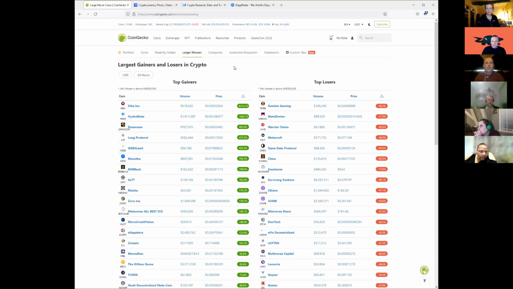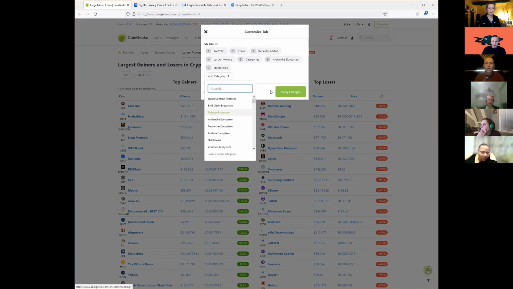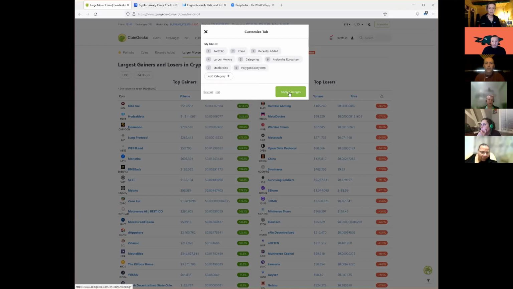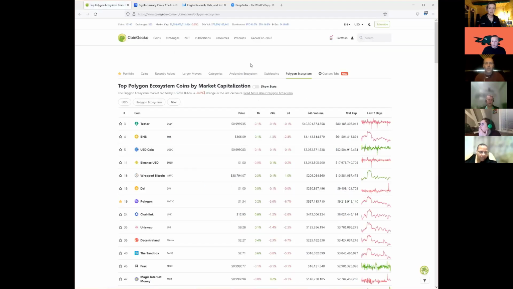The other things you've got on here are you can have in this section custom tabs. You can add custom tabs if you're interested in a particular ecosystem. So if you're interested in Polygon, that goes into your shortcut bar, and you can see which of the main coins are trading on that.